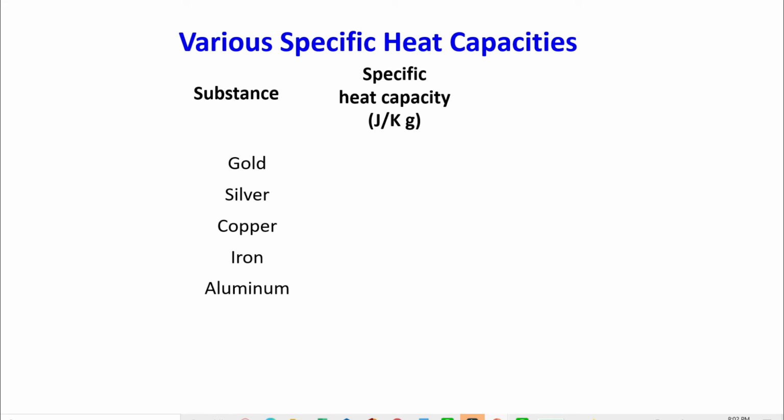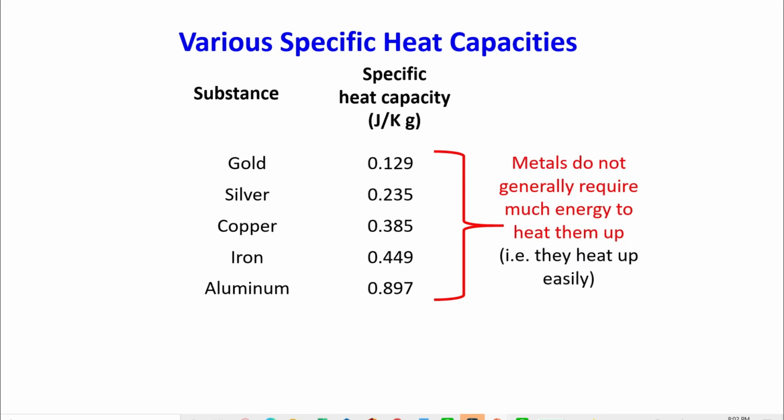Here are various specific heat capacities. Note it's joules per Kelvin gram. Metals generally do not require much heat to heat them up: gold, silver, copper, iron, aluminum, i.e., meaning for example. I don't know why it's an I and an E. They heat up easily. Water needs a lot of heat before it can heat up 1 gram. Liquid, solid, gas. So the liquid form of water has the highest heat capacity.